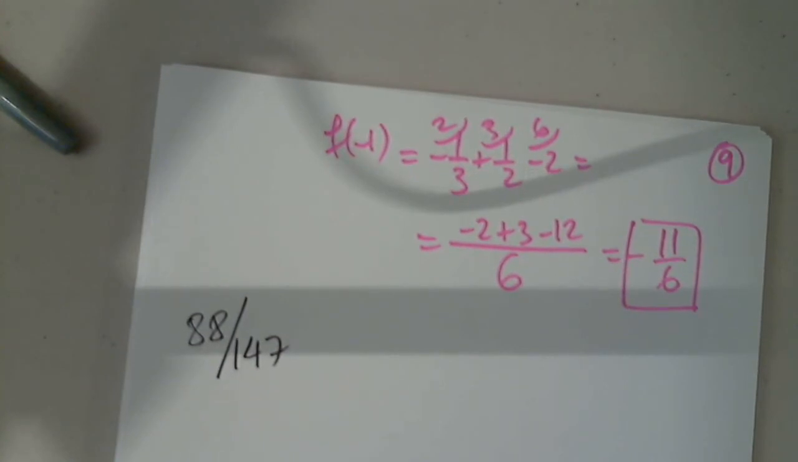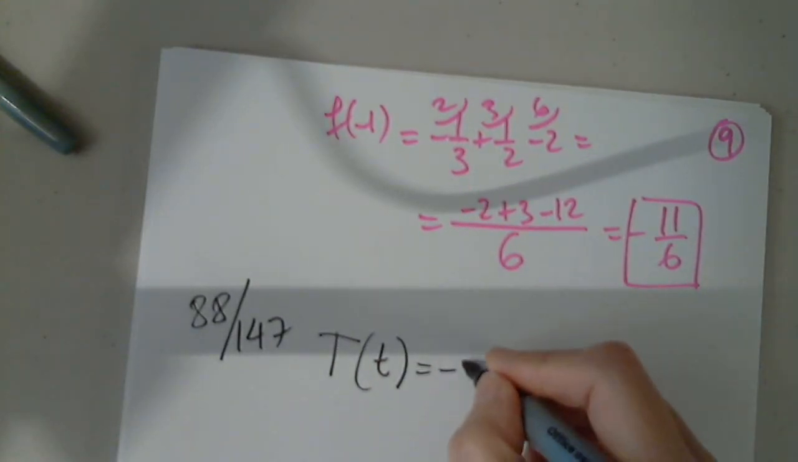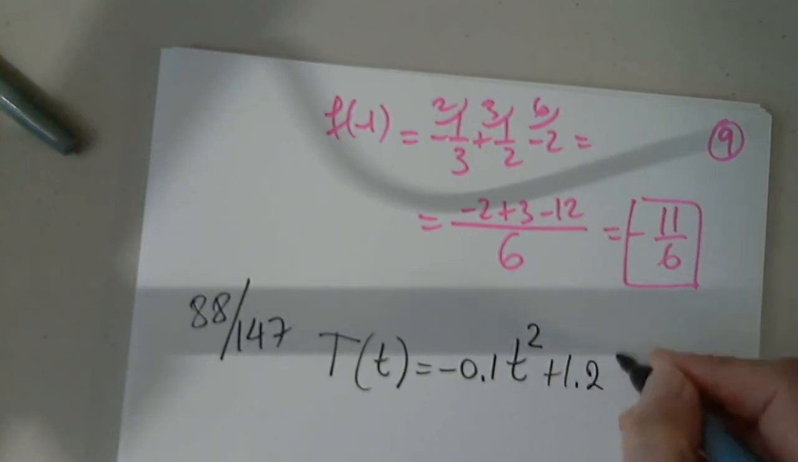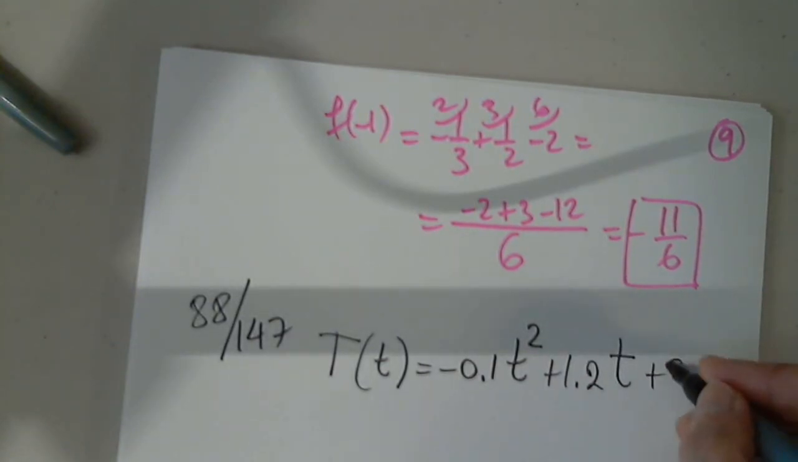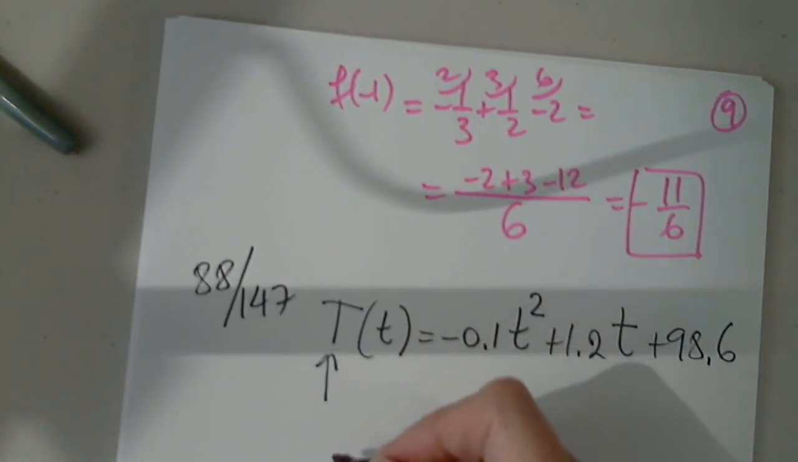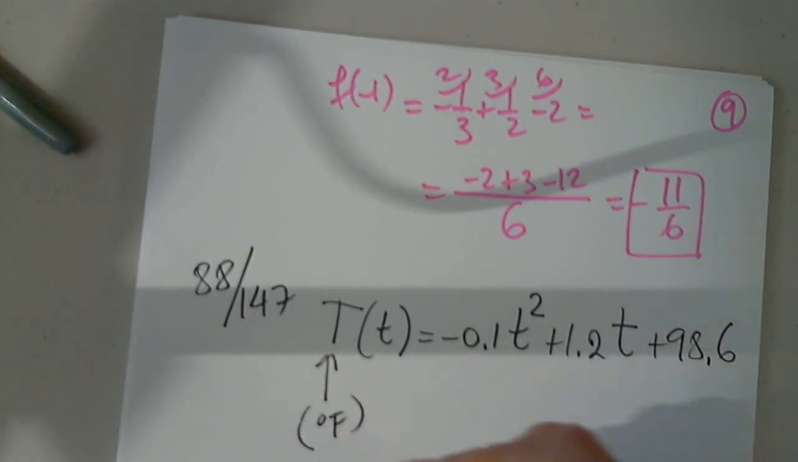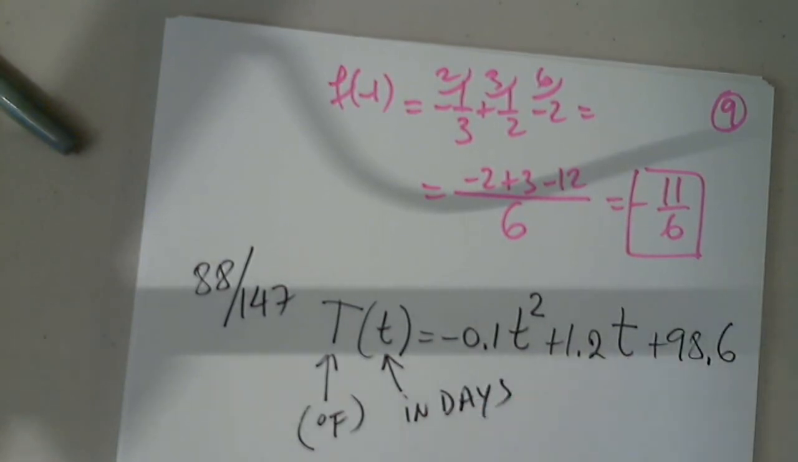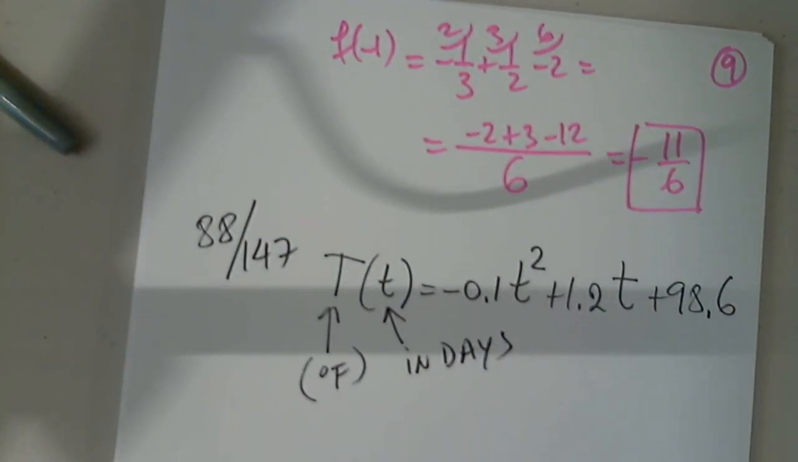Temperature during an illness. The temperature T of a person during an illness is given by T as a function of time, T(t) = negative 0.1 t squared plus 1.2 t plus 98.6. This function is given to us where T is temperature in degrees Fahrenheit and t is time in days. I take notes when I read a problem. Find the rate of change of the temperature with respect to time.